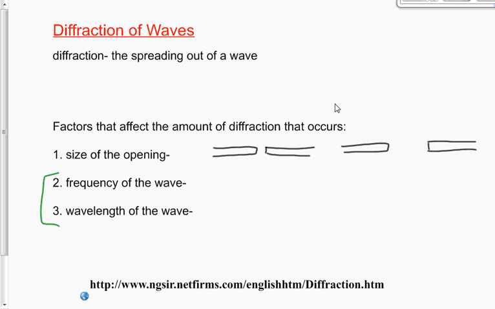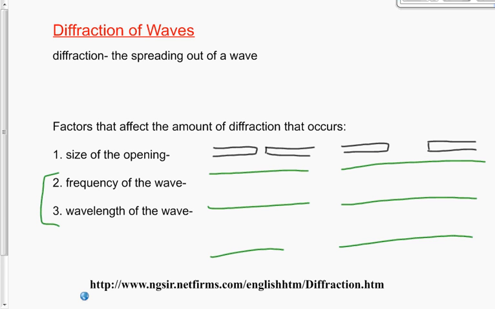So if you got two waves here, like this, a wave incident on both openings, you're going to get diffraction taking place from both of them. A narrow portion of this wave spreads out a lot. A wide portion of this wave spreads out, but it doesn't spread out as much as the narrow portion does. So the wider the opening, the less spreading out or the less diffraction you get.